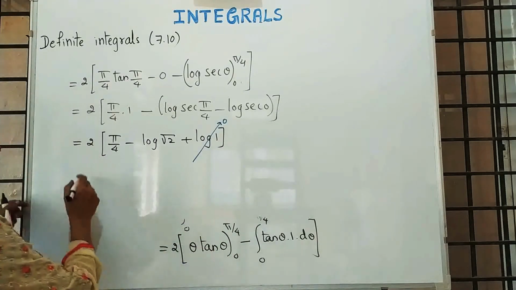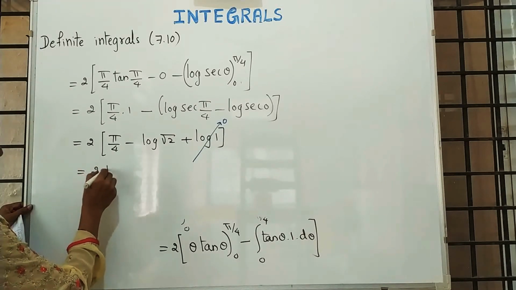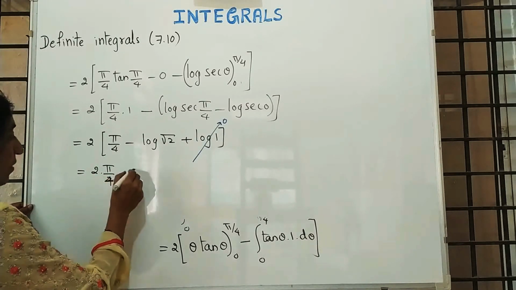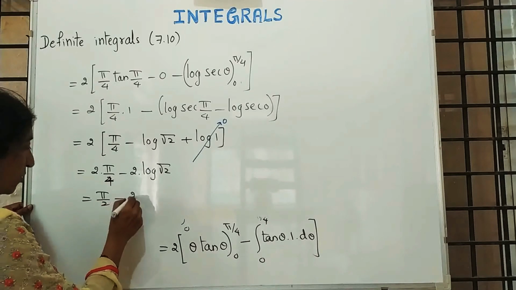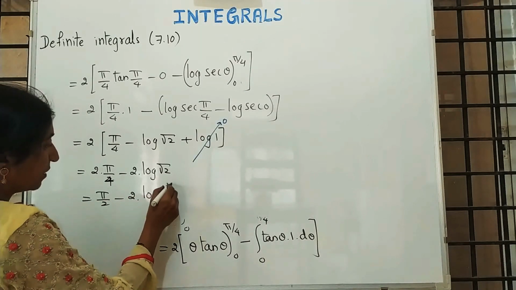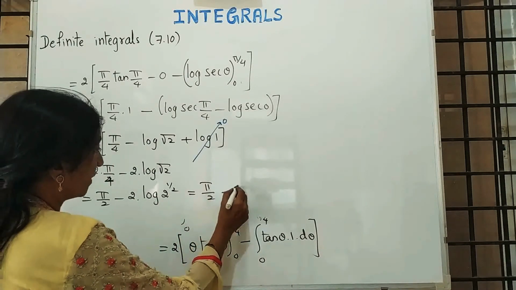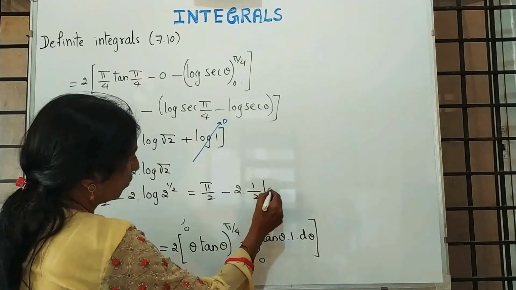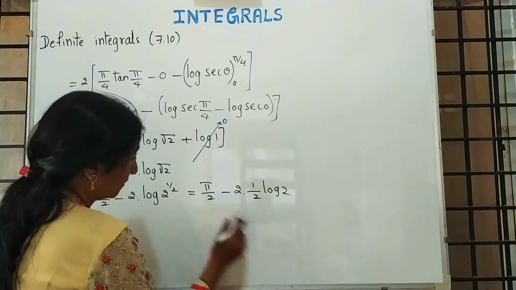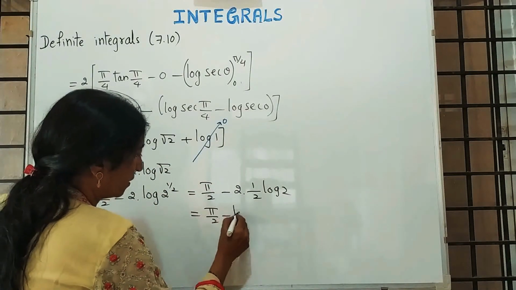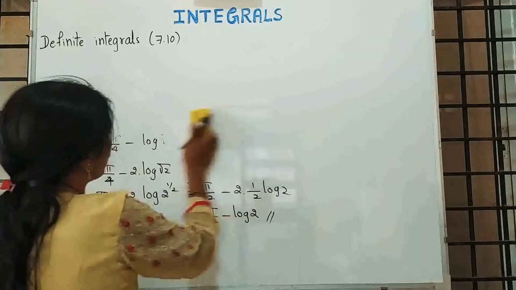Now it is pi by 2. Take 2 inside. 2 into pi by 4 is pi by 2, minus 2 into log root 2. This is pi by 2 minus 2. Log root 2 will be written as 2 raised to half. That half comes first. This is pi by 2 minus 2 into, that power comes first, half log 2. Yes, 2 get cancelled. This is pi by 2 minus log 2. This is the final answer. Yes, moving to the next question.